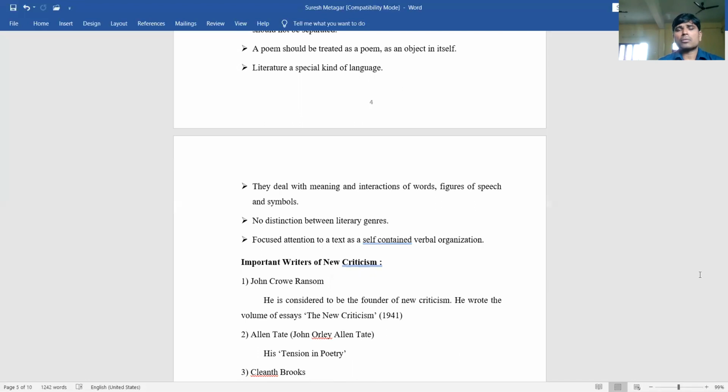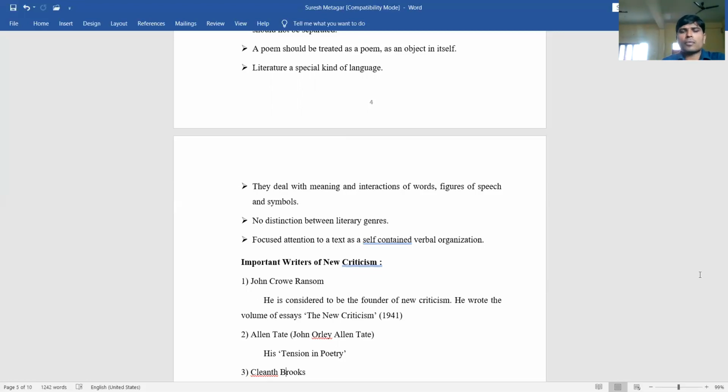And for them, there is no distinction between any literary genres. They hardly think about genres, whether it is a novel, poem, epic or whatever. They only consider the language of that text. Once you analyze the language of that text, meaning will automatically come. That is the thinking of new critics. Focused attention was given to the text, a text as a self-contained verbal organization. Only if you analyze that verbal organization systematically, you will get meaning.